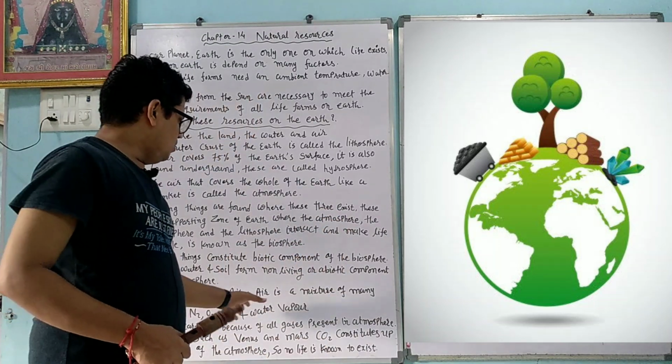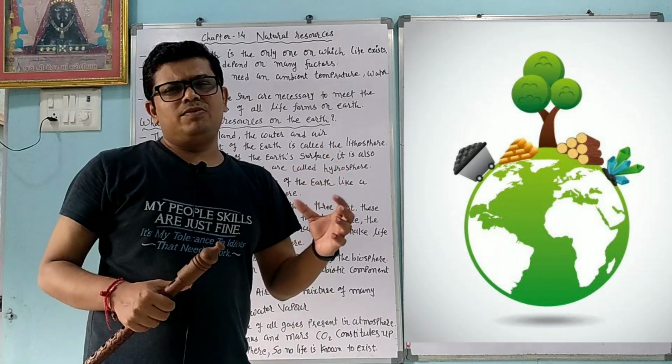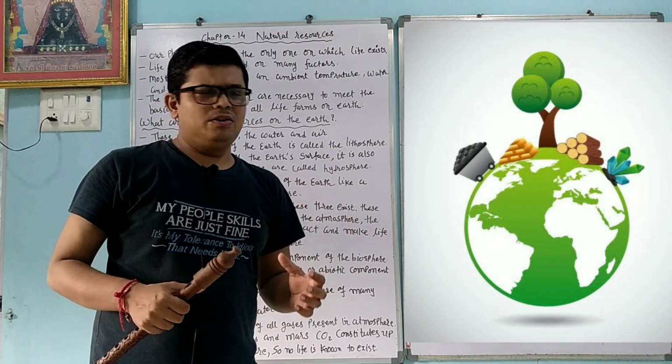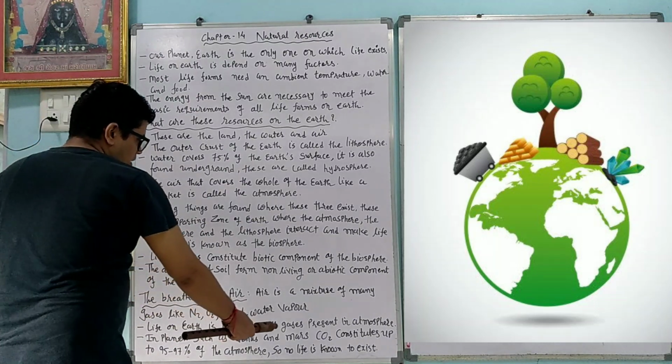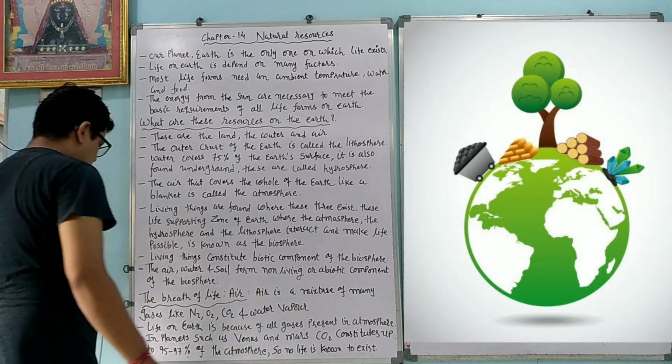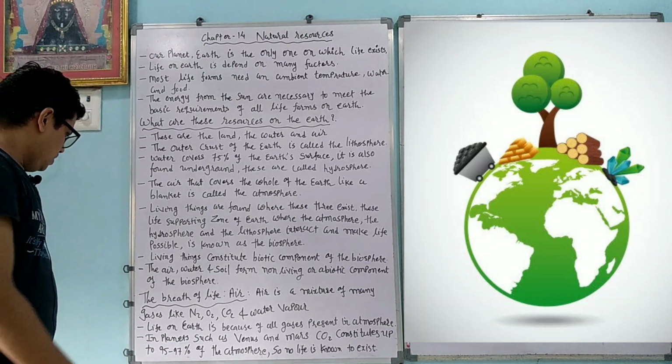In the same way, water vapor is also present in the atmosphere. Because of water vapor, the rain falls. Life on the earth is because of all the gases present in the atmosphere. So life on the earth is because of all gases present in the atmosphere.